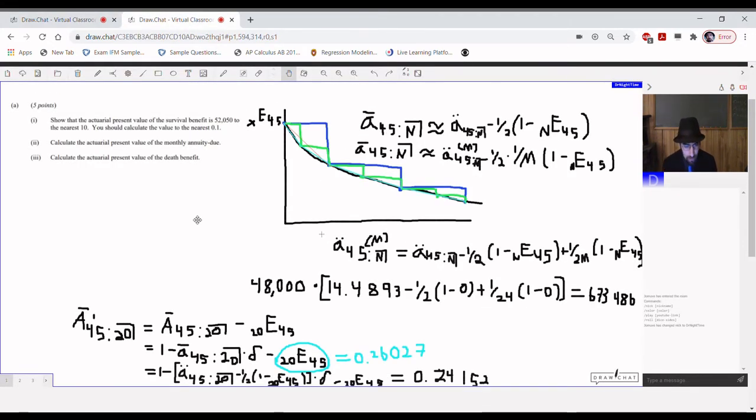Next part. Calculate the actuarial present value of the monthly annuity due. And here's where we start using Woolhouse's formula. Woolhouse's formula I've generally seen presented really badly. They just give you a formula saying, here, try to remember this without significant explanation. I'm going to hand wave the beginning of the explanation here so that you'll actually have some way to make sense of it.